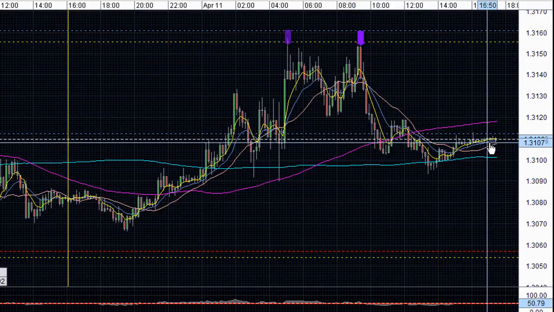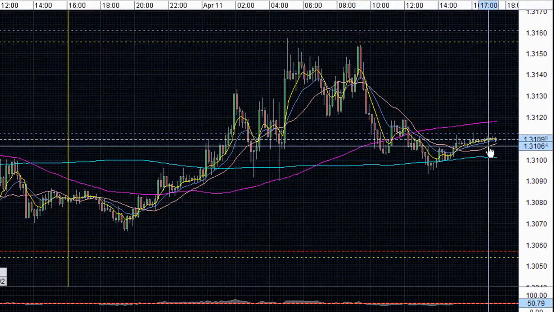The pair is consolidating above the 31.00 psychological level, and we are currently awaiting the direction of the breakout during the Asian trading session. But that's it for my technical analysis review for today.